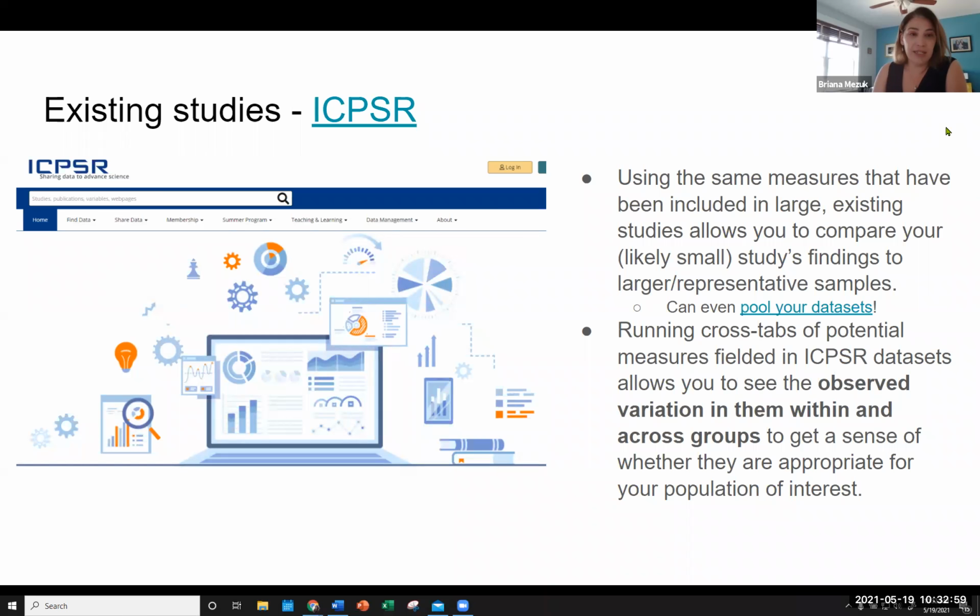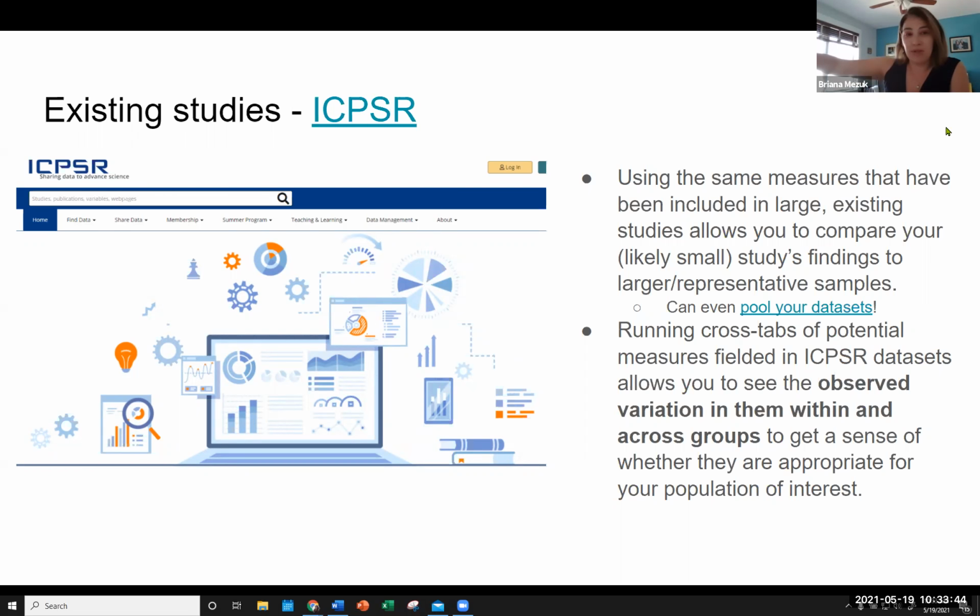ICPSR is the best place to start, looking at resources for existing data, actual data, not just the scale, but what actual data that fielded a scale looks like. This is for two reasons. The first is that if you were to select a measure that had been used, for example, in the National Health Interview Survey or the National Survey on Drug Use and Health or some other huge survey, this would allow you to compare your likely much smaller sample to this other sample and to understand the representativeness of your findings.